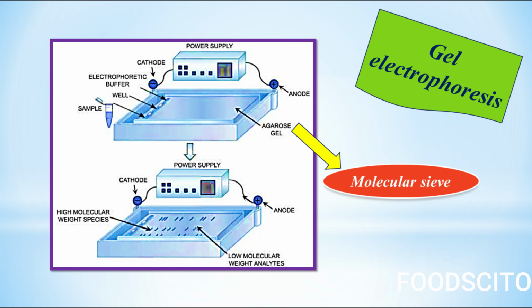The other technique is gel electrophoresis. As the name suggests, the principle remains the same: migration of charged molecules under the application of an electric field at a defined pH. But in gel electrophoresis, a gel is involved. Most commonly used is agarose gel. The gel here will act as a molecular sieve.